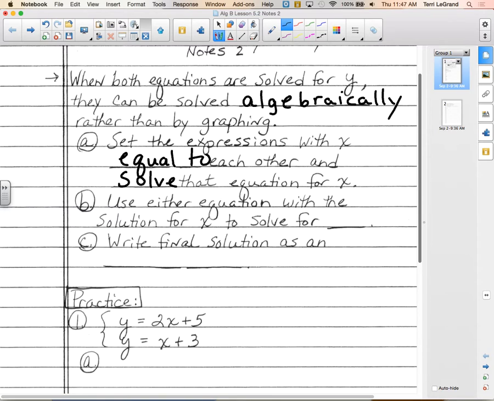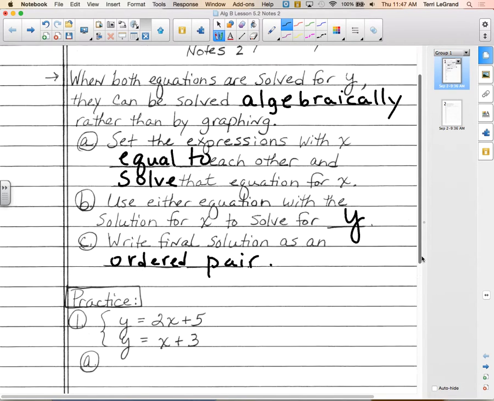Then you'll use either equation. Doesn't matter which one you use, because they're both y equals, and you're solving for y. So it doesn't matter. In fact, pick the one that's easiest. Look at them and say, you know what, you look easier than the other one. I'm going to use you to put my x value in and solve for y. And then write the final solution as what? You guys know how we write our x and our y value. As an ordered pair. Write it as an ordered pair, just like we do in the other ones.